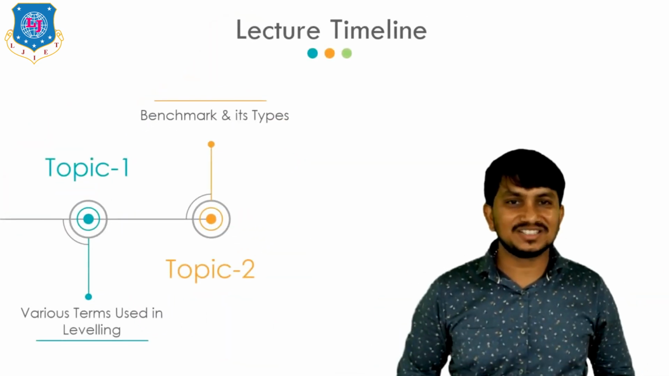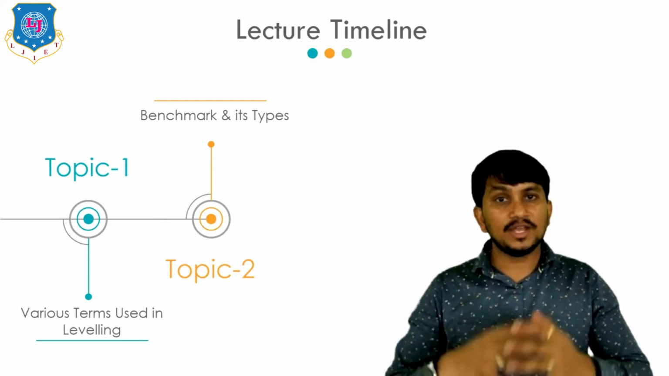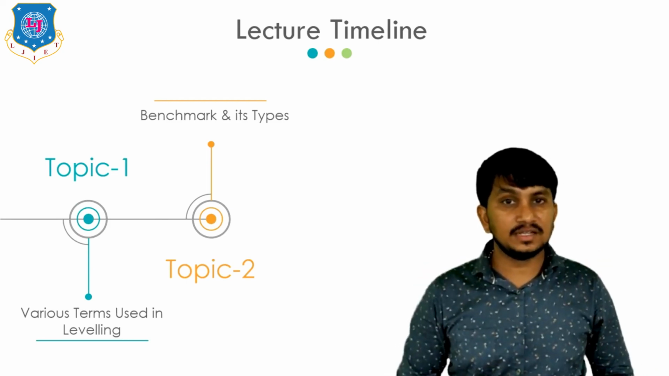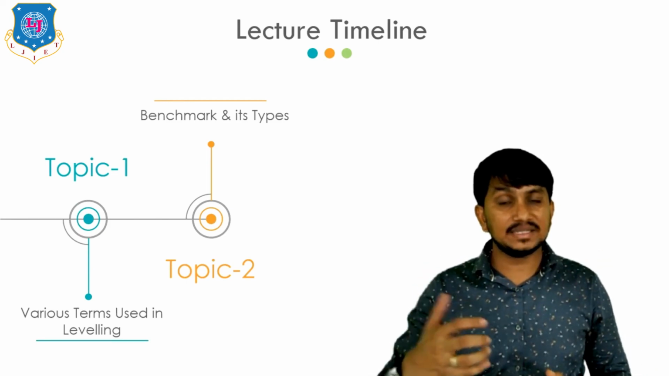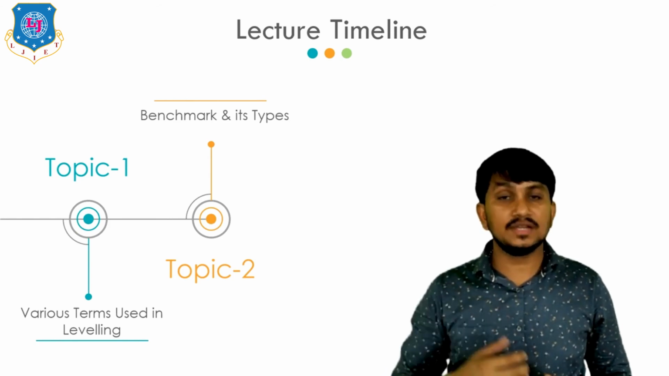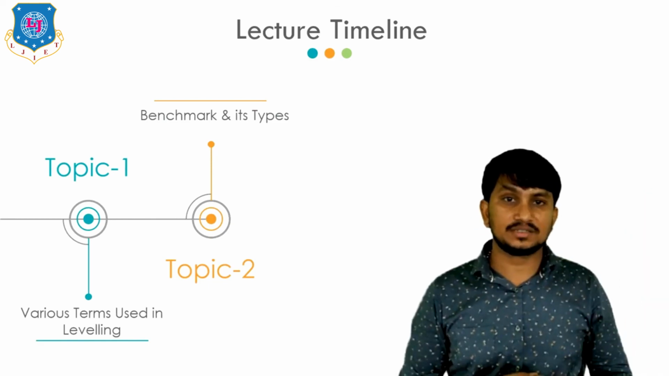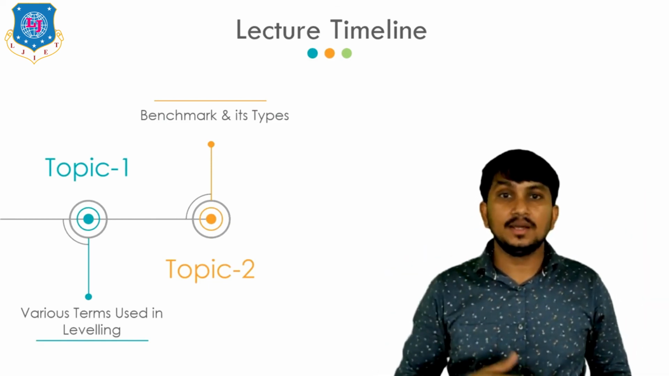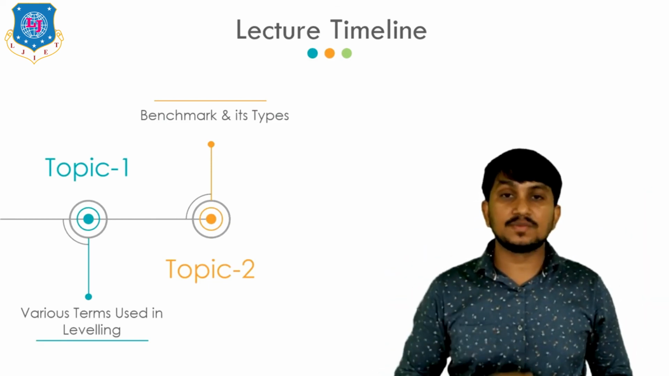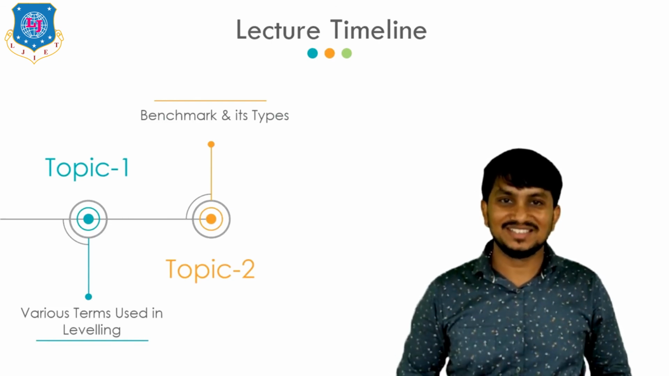That's all about today's lecture. I hope you understand various terms used in leveling like level surface, mean sea level, datum, reduced level, benchmark, etc. And various types of benchmark like GTS benchmark, permanent benchmark, temporary benchmark, and arbitrary benchmark.